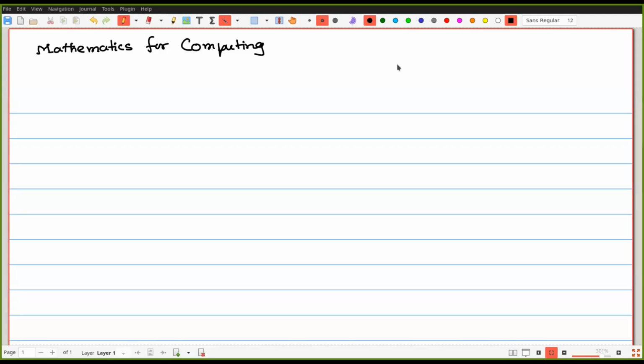Mathematics for computing. In the previous classes we already covered matrices, different types of matrix operations, and different properties of matrix operations. Then we proceeded to the symmetric matrix with the transpose of the matrix, and then to the determinant, how to find the value of the determinant, using the expansion way and also using the properties.